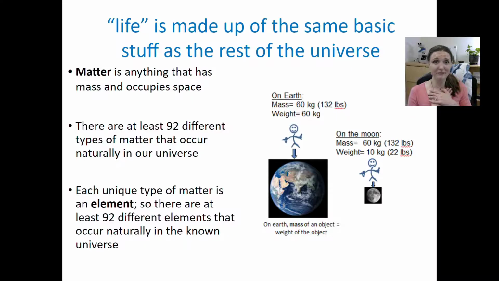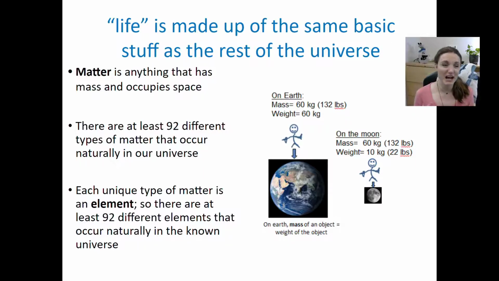Even though our chemistry is unique as living organisms, we're made out of the same stuff that everything else in the universe is made out of. And we call that stuff matter. Matter is anything that has mass and takes up space. Mass is the total amount of stuff that's in something, right? Mass is unique from weight. Weight changes depending on the gravity of the planet or the moon that you're standing on, but mass is constant. It's the amount of matter that's in something. So that's the difference between mass and weight.